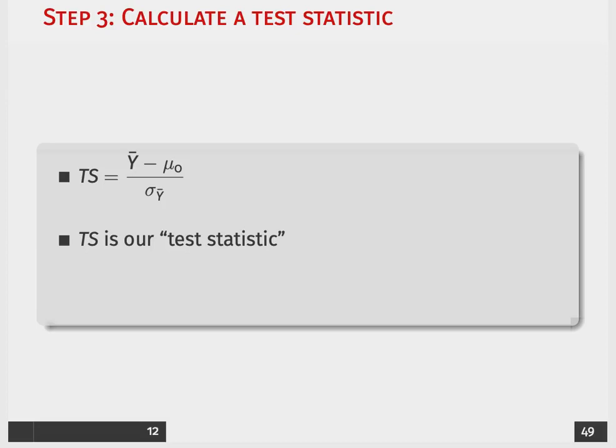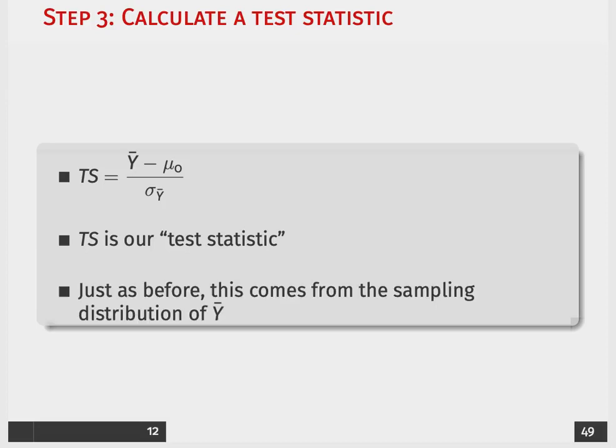The test statistic that we use is going to change throughout the semester based on what type of hypothesis test we're using. So this is just one example where we're interested in looking at whether or not the mean of the sample differs from what we believe the true underlying mean to be. But the important thing to remember is that this test statistic is generated from the sampling distribution of y bar, or whatever the point estimate that we're comparing.